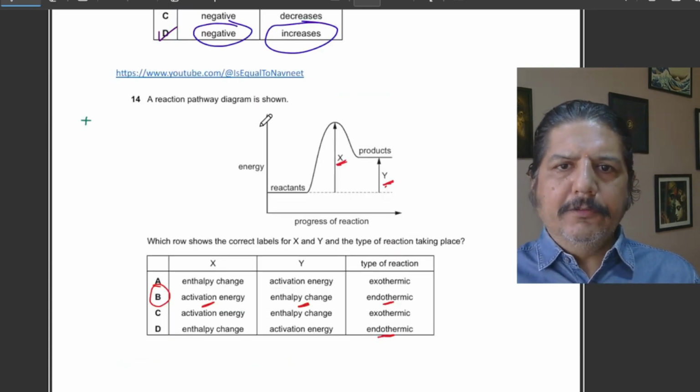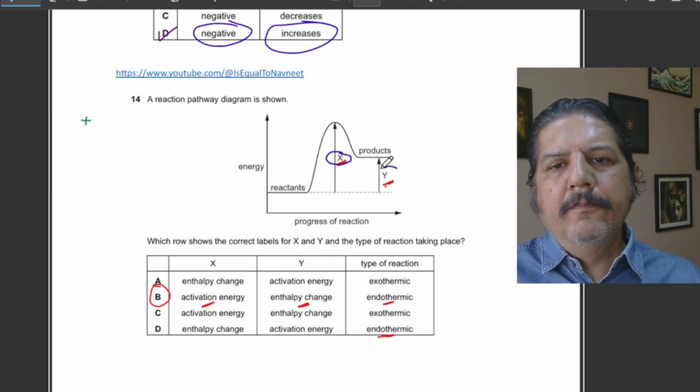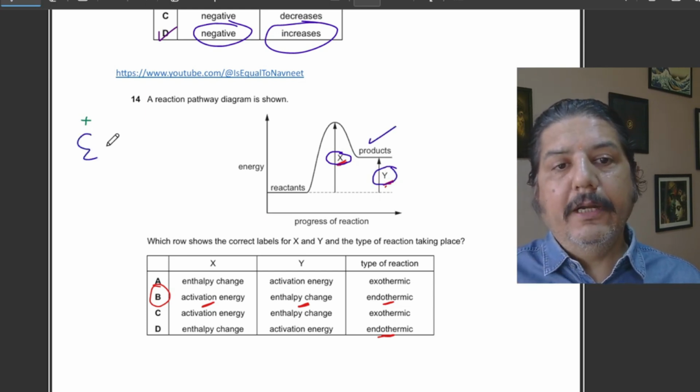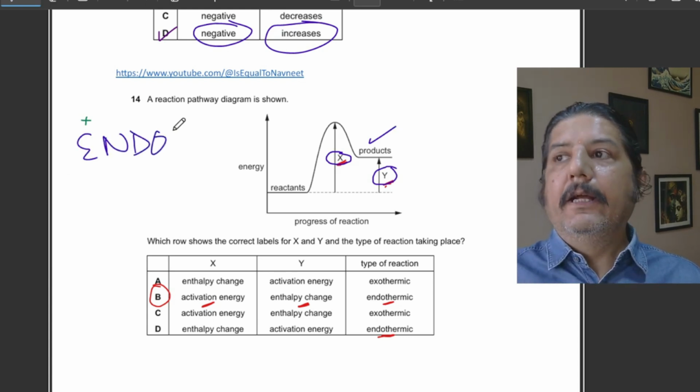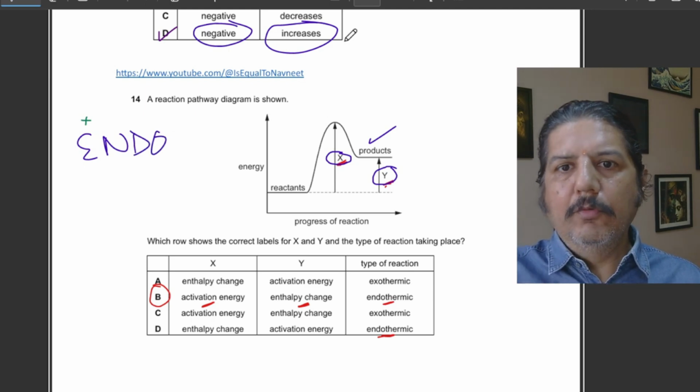Okay. A reaction pathway is shown. You have to label X and Y. When I look at this reaction, I understand that the energy of the products is more than the energy of the reactants. So it will be an endothermic reaction. Net heat would be entering the system. That is why the energy of the products is more. Delta H would be positive.